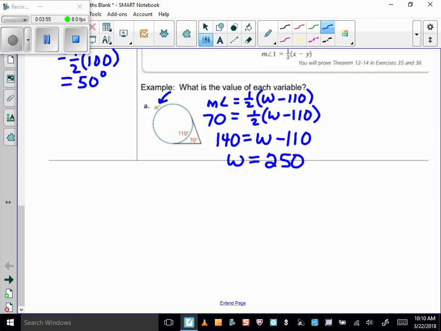And look, guys, if you look at this closely, I can see this arc here measures 110. And the other arc is the rest of the circle. So, of course, it had to be 360 minus 110, which is 250. Check your answers to make sure they make sense.